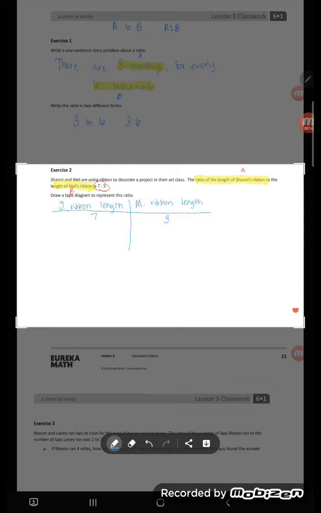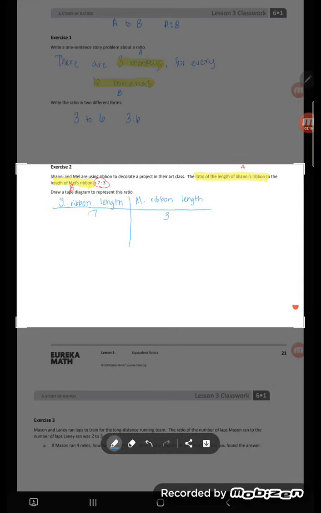What happens if we double Shani's? So if we double it, we get 14. And we have to do the same thing for Mel's because the ratio has to stay the same. Double it, we get 6. What if we triple Shani's ribbon and we triple Mel's ribbon? We get 21 and 9.